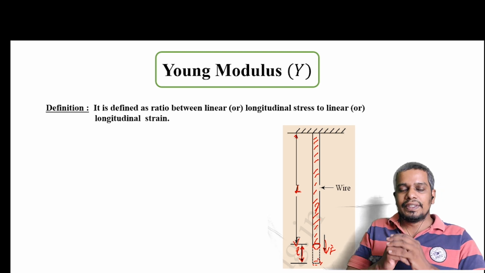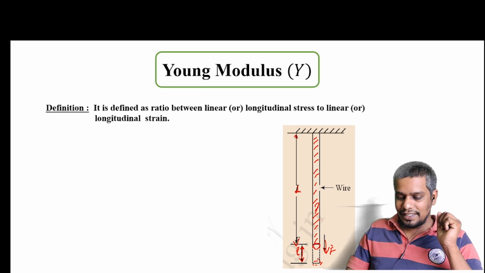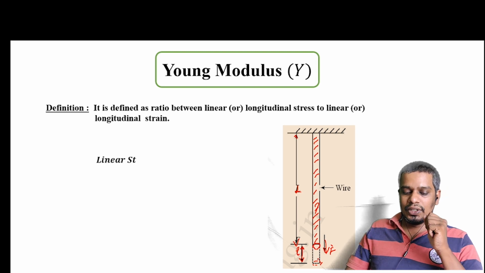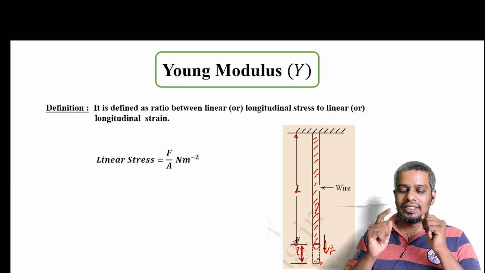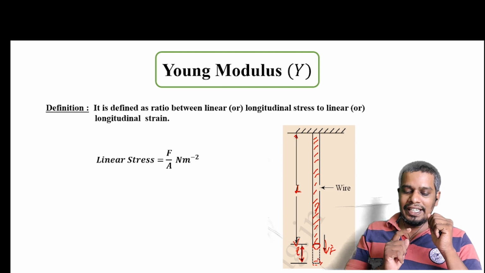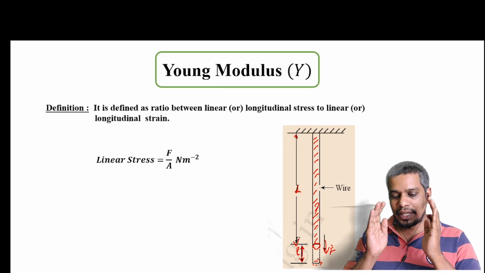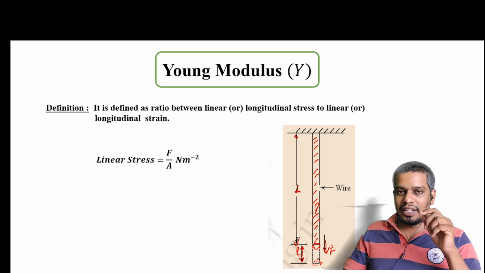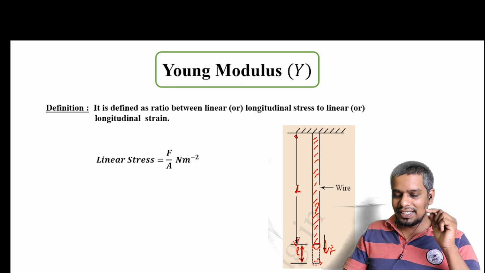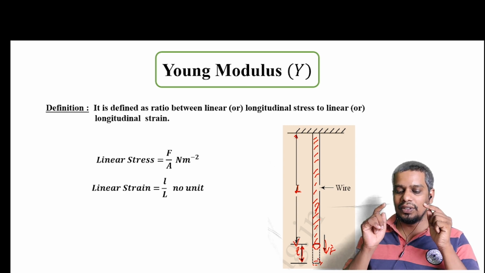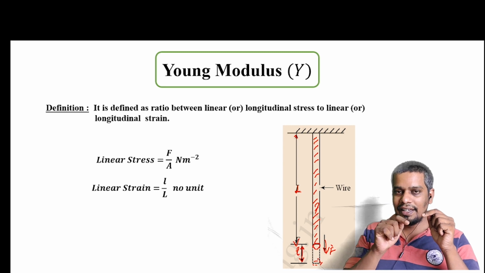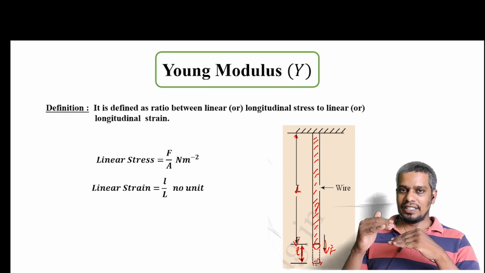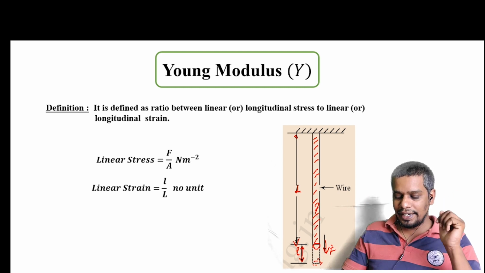Now first we want to define the stress for this configuration when we apply the external force. The linear stress, because it's one dimension, is equal to force per area. Its unit is Newton per meter square. Now we have to define the strain, the linear strain here. Linear strain is equal to the change in length, small l, divided by the capital L. It has no unit because the numerator has length dimension and the denominator also has length dimension, so it won't have any dimension.